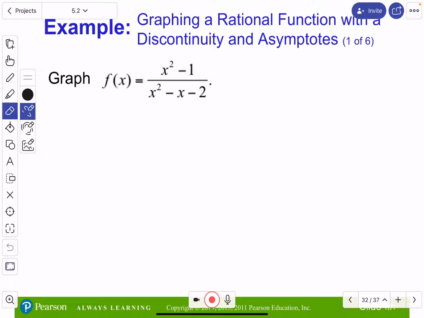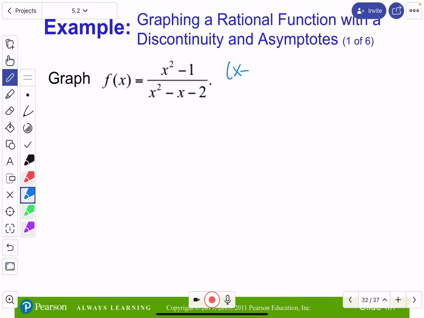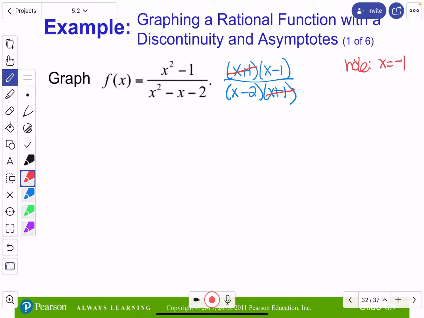So let's do this one. The top factors out to x plus 1, x minus 1. The bottom factors out to x minus 2, x plus 1. So the x plus 1's cancel. We know we have a hole at x equals negative 1. We still have a denominator, so we're also going to have a vertical asymptote at x equals 2. The degrees are the same. We have a 2 and a 2. When they're the same, we just divide the coefficients. So our horizontal asymptote is going to be y equals 1.